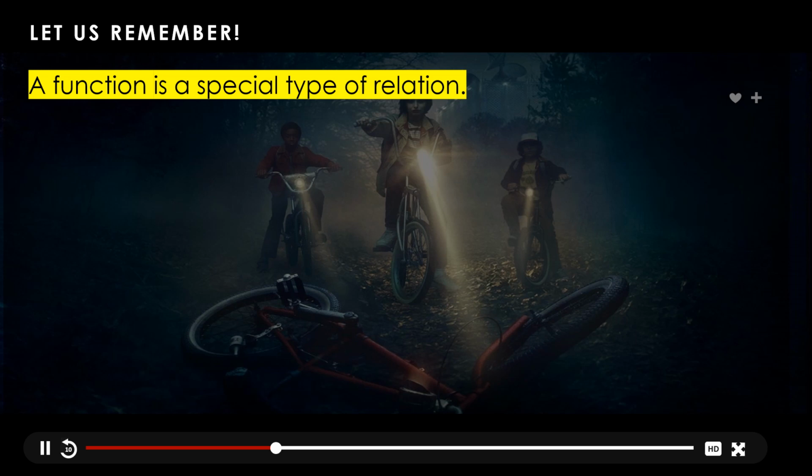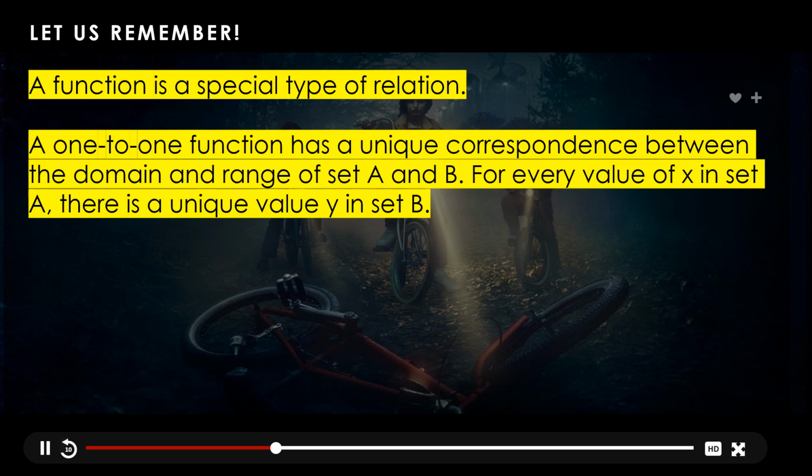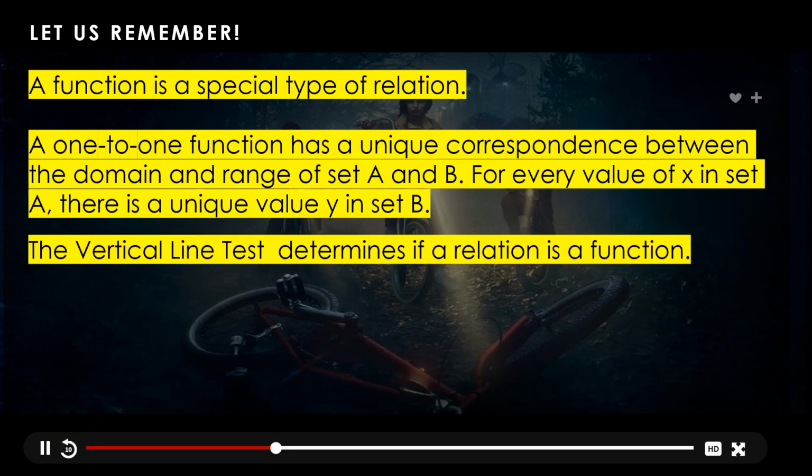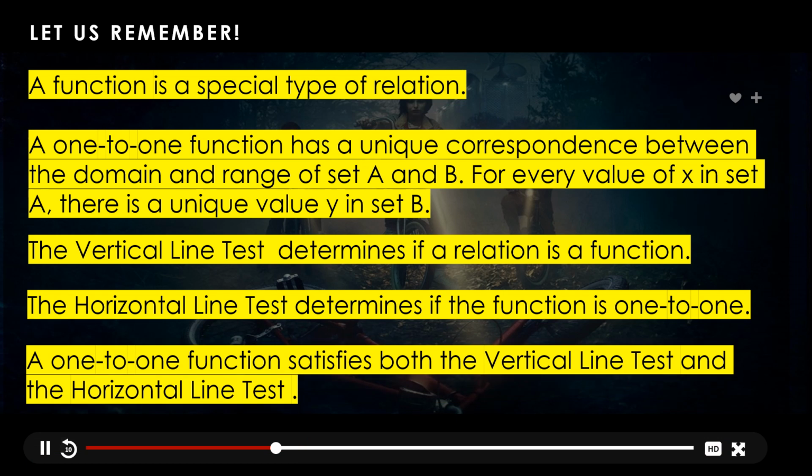Let us remember the following statements. A function is a special type of relation. A one-to-one function has a unique correspondence between the domain and the range of sets A and B. For every value of x in set A, there is a unique value of y in set B. The vertical line test determines if a relation is a function, and the horizontal line test determines if the function is one-to-one. And the last statement that we need to remember is that a one-to-one function satisfies both the vertical line test and horizontal line test.